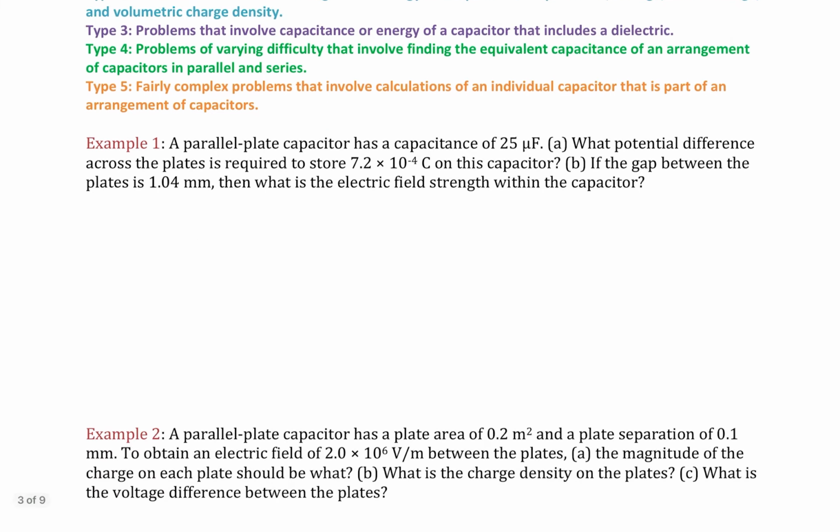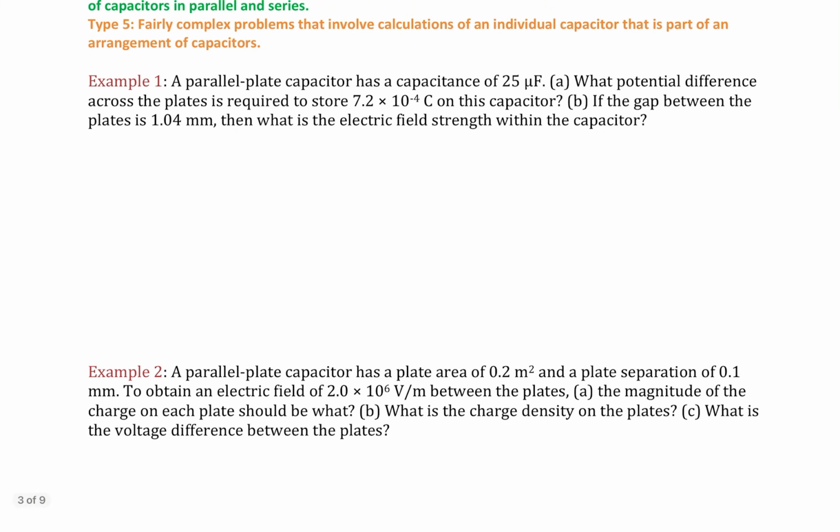Okay. All right, example 1. A parallel plate capacitor has a capacitance of 25 microfarads. What potential difference across the plates is required to store 7.2 times 10 to the negative 4 coulombs on this capacitor? So this is how much actual charge we're storing on the capacitor, okay? Notice this is not C for capacitance, this is C for coulombs.